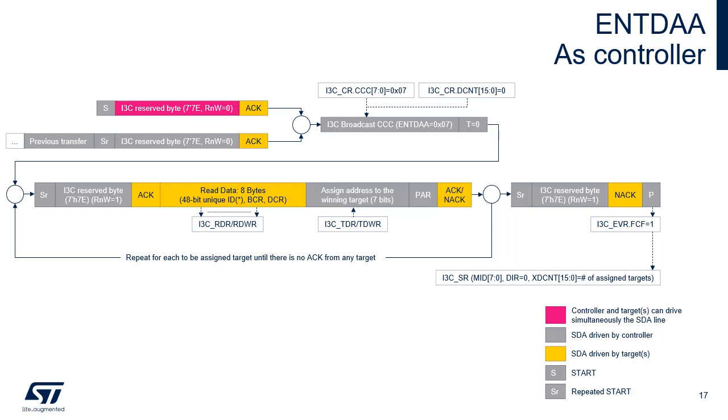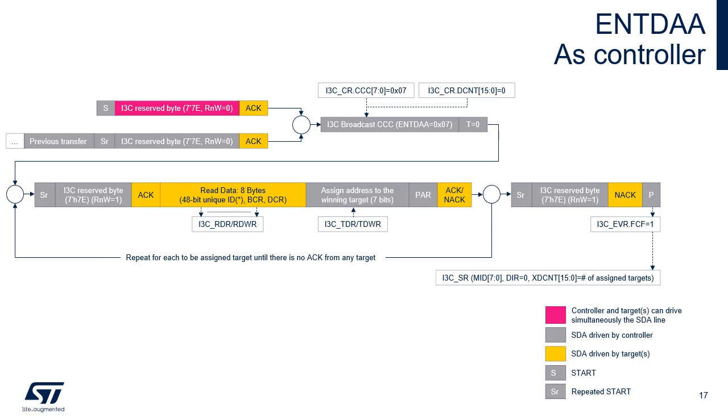The controller transfers the 7-bit dynamic address for the winning device in open drain plus parity bit. If parity bit is OK, the target shall acknowledge. The procedure is iterated until the controller detects a NACK condition after having transferred the reserved byte. This means that all targets have been assigned a dynamic address. Note that the figure mentions the registers for the I3C peripheral that the controller's software has to access during the sequence.